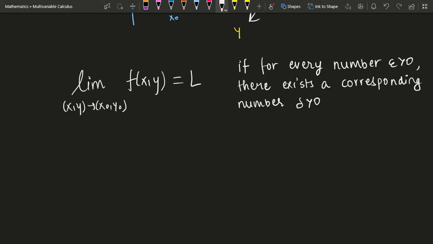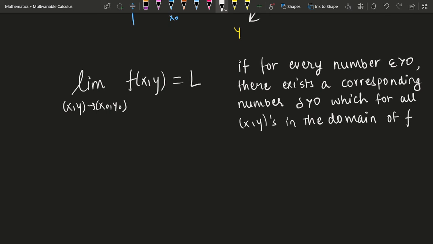which, for all (x, y)'s in the domain of f, satisfy something like this. So they satisfy this property. So the distance from (x naught, y naught), that's just this formula right here, is less than delta for every epsilon that you give me.